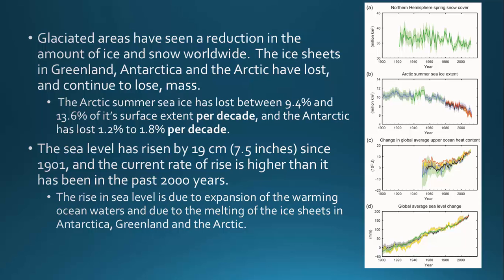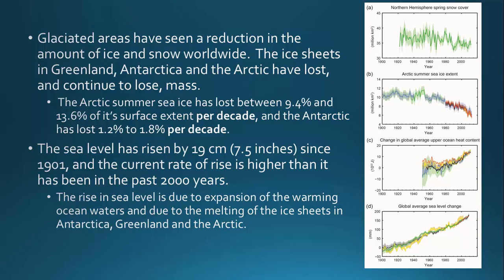But the ice sheets in Greenland, Antarctica, and then glaciers in the Arctic that are on land have lost and continue to lose mass. So when we talk about any of that ice that's on land, we are seeing that it's continuing to lose mass over time, and that rate of loss is actually increasing over time.